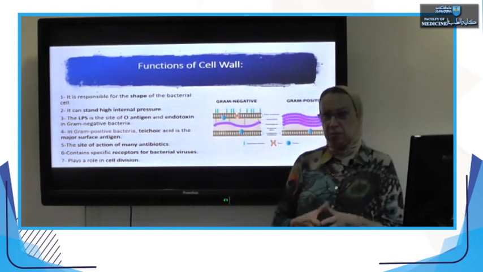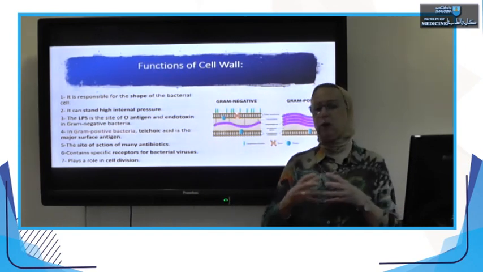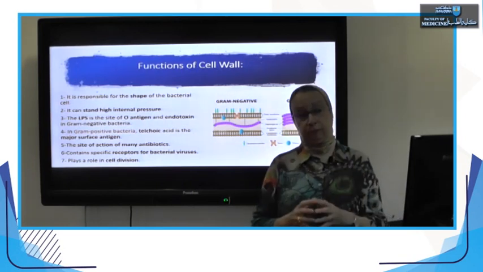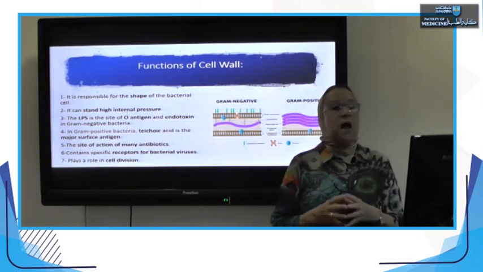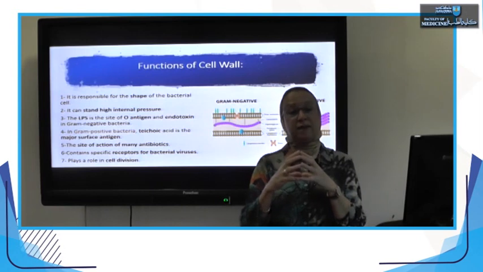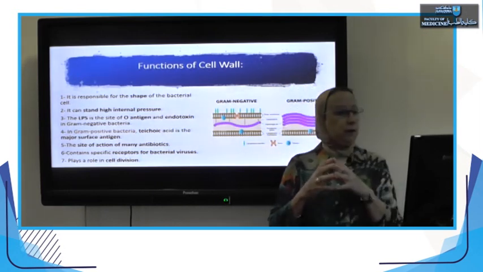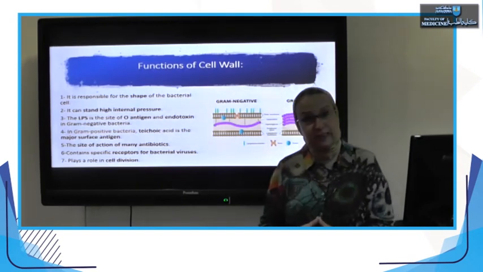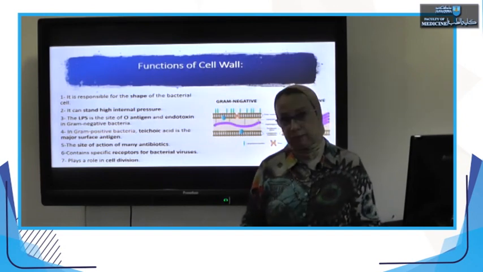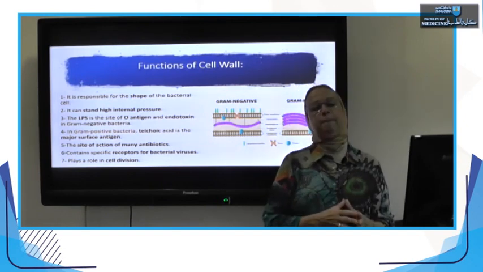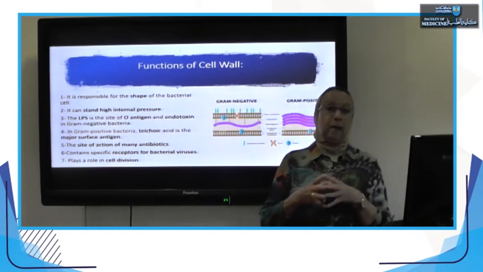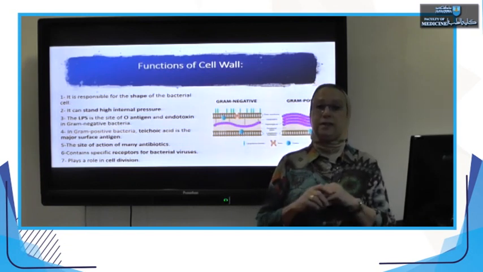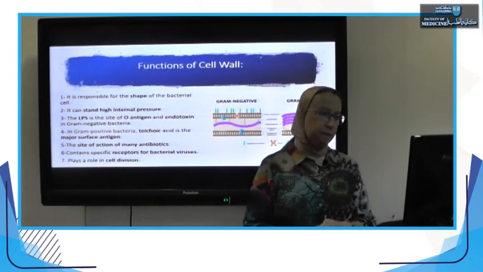Now we can say the functions of the cell wall from what we discussed. The cell wall gives the bacteria its shape. With its tensile strength, it gives the bacteria osmotic protection. It can protect bacteria from being lysed. And in the gram-positive bacteria, there is teichoic acid, which is an antigen. And in gram-negative bacteria, we have the lipopolysaccharide layer, and the polysaccharide part is the O antigen. So there's the somatic antigen in gram-negative bacteria.